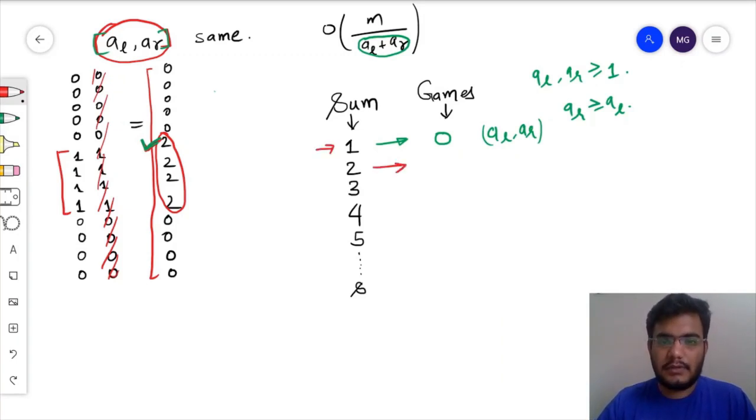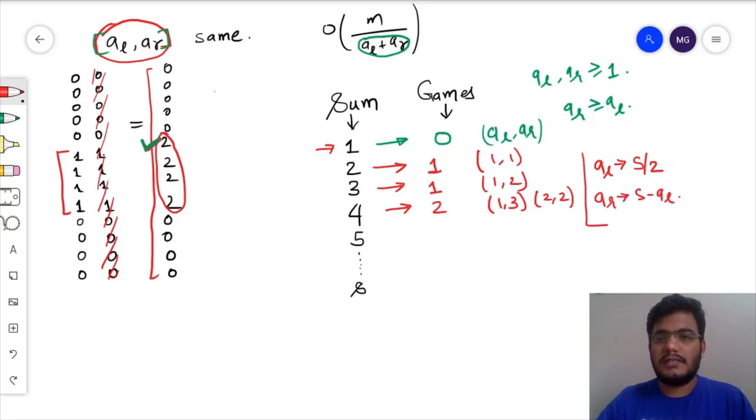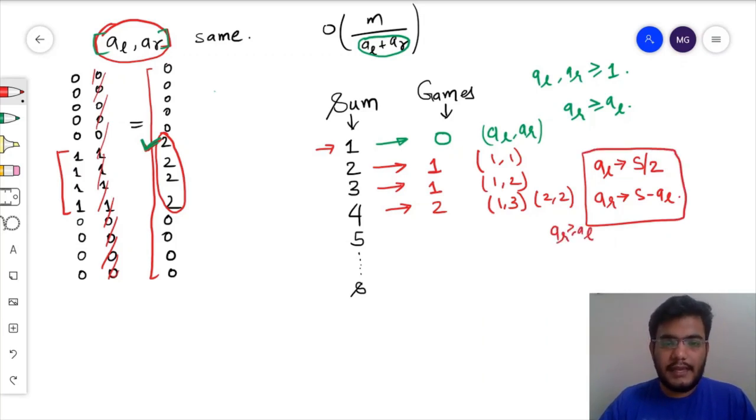For the case of 2, the answer is 1 when we have AL and AR as 1 and 1. For the case of 3, we have 1 distinct game possible, with values 1 and 2. For 4, we have 2 games, the first being 1 and 3, the second being 2 and 2. You can note that the maximum AL can go up to S by 2, and the remaining AR will be S minus AL. This ensures that AR is greater than or equal to AL. So for any general S, the number of games will be order of S by 2.